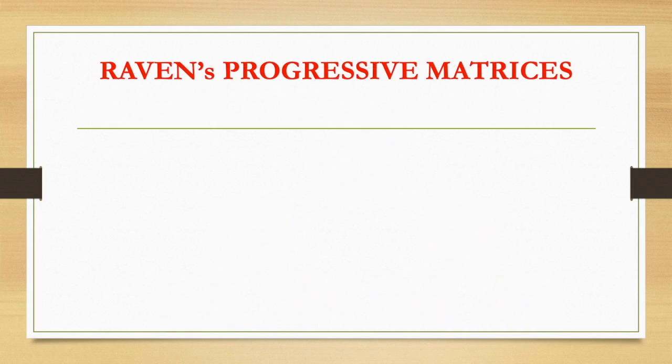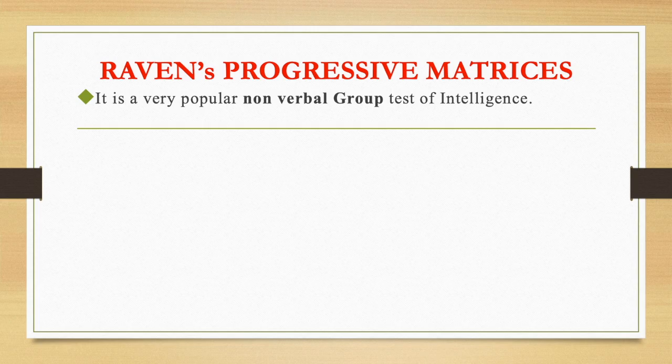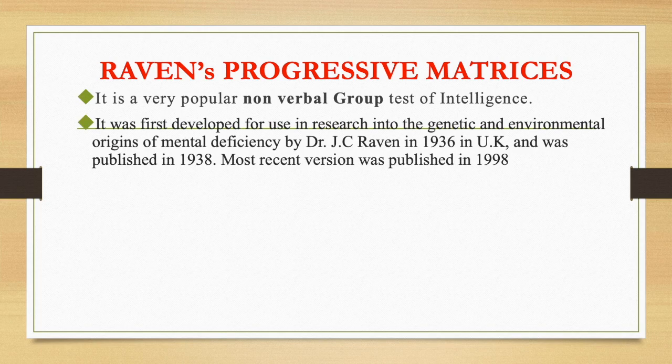Let's get to know about Raven's progressive matrices. It is one of the most popular non-verbal group tests of intelligence. It was first developed for use in research into the genetic and environmental origins of mental deficiency by Dr. J.C. Raven in 1936 in the UK, and it was published in 1938. The most recent version that we have was published in 1998.